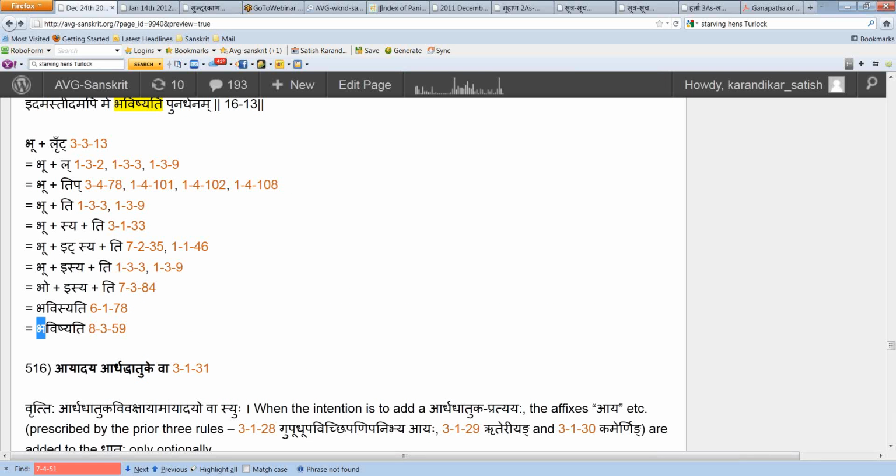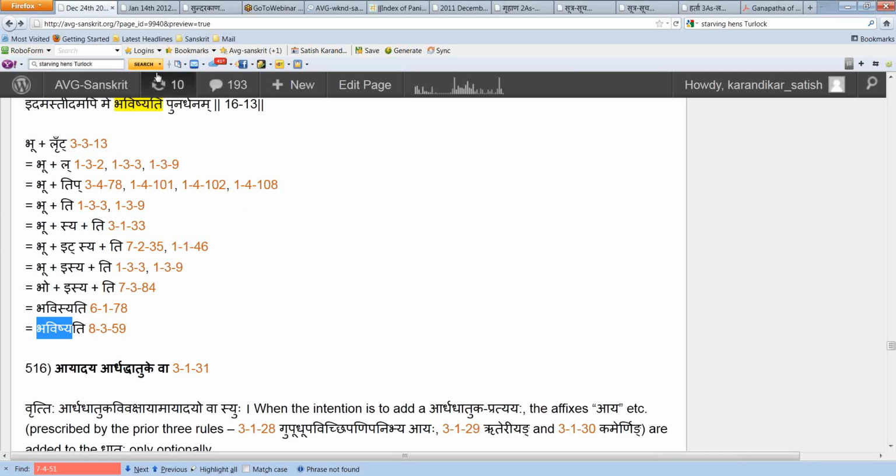Now the good news is that once you get the form bhavishyati, when you form the anga bhavishya, then the remaining steps are same as we did in the lat lakara. When we did bhavati, we did bhavati, bhavataha, bhavanti, bhavasi, bhavathaha, bhavatha, bhavami, bhavavaha, bhavamaha. So just the exact same steps here. Once you get the bhavishya anga karyam, then bhavishyati, bhavishyataha, bhavishyanti, bhavishyasi, bhavishyathaha, bhavishyatha, bhavishyami, bhavishyavaha, bhavishyamaha.